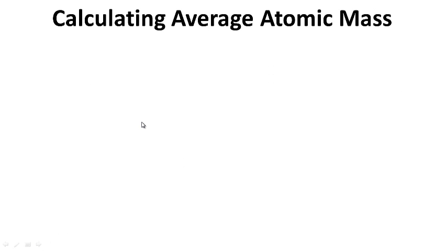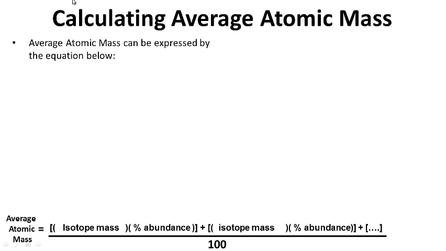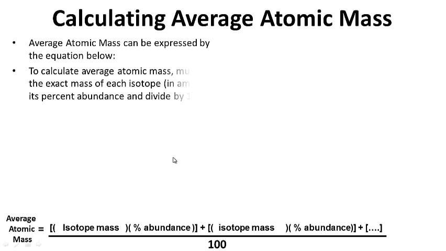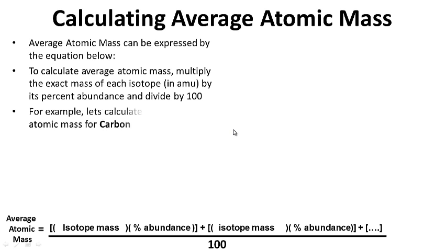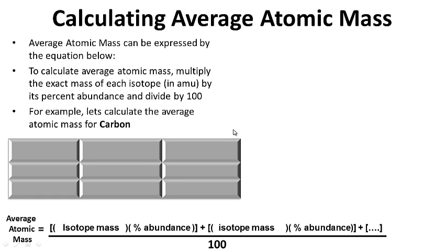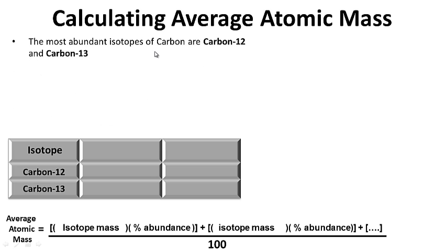Okay, so calculating average atomic mass. Here's where it gets a little tricky, so listen up. Average atomic mass can be expressed by the equation below. To calculate average atomic mass, we multiply the exact mass of each isotope in AMU by its percent abundance and divide by 100. For example, let's calculate the average atomic mass for carbon. The most abundant isotopes of carbon, if you recall, are carbon-12 and carbon-13, so we're only going to look at those two isotopes.